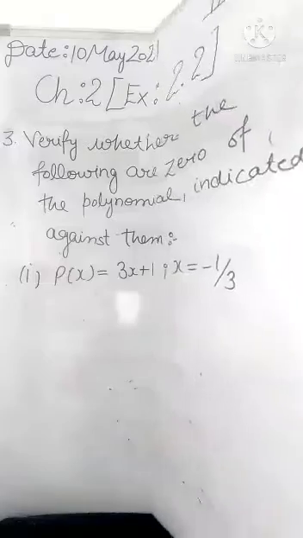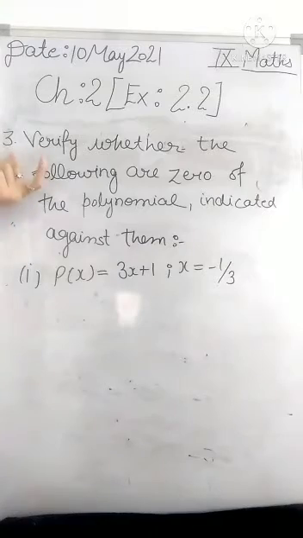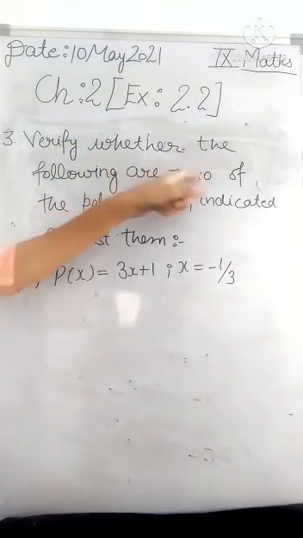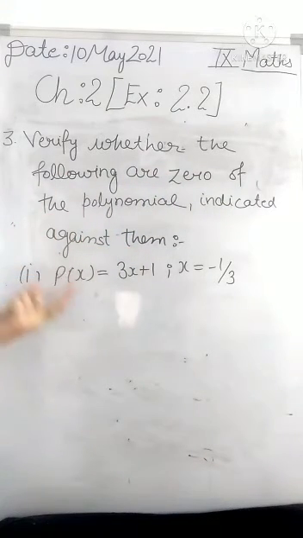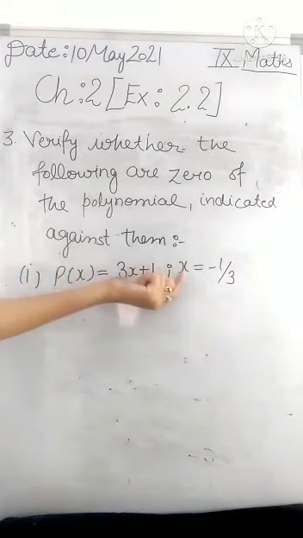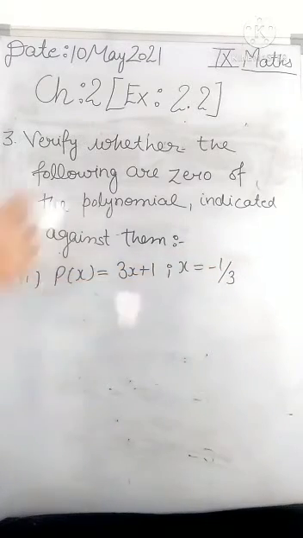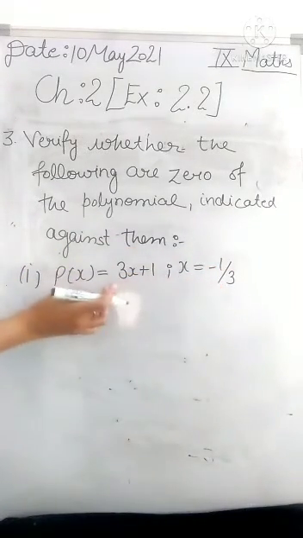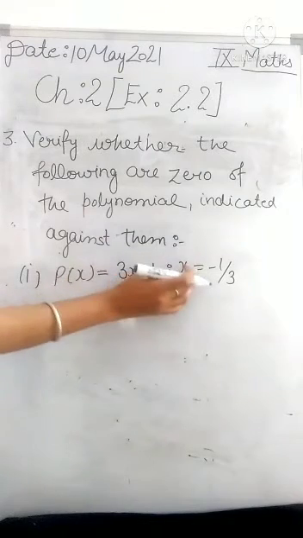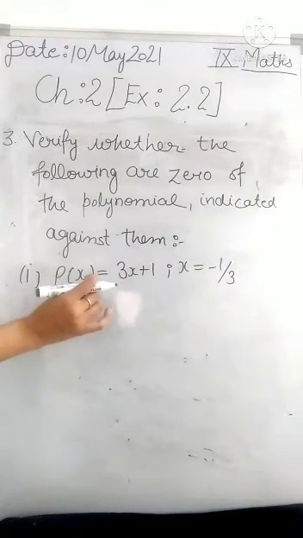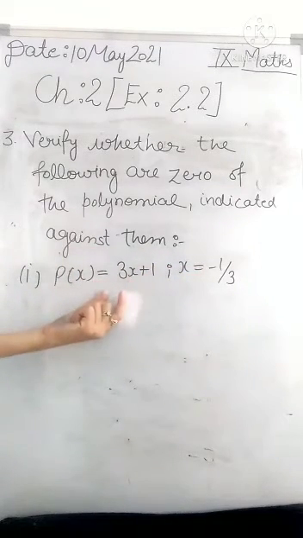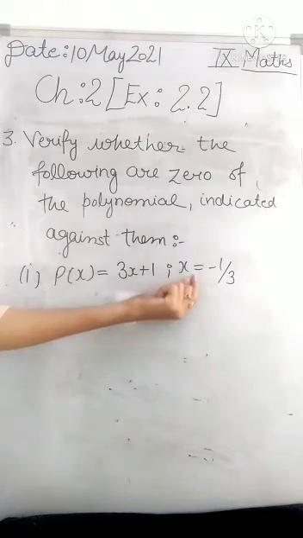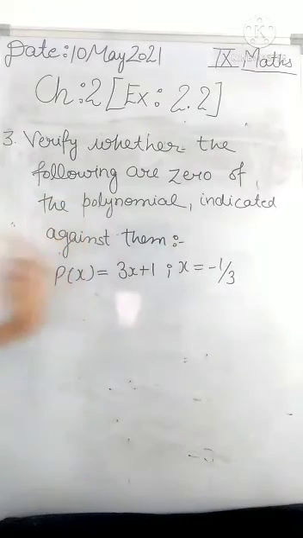So let us have a third question of exercise 2.2. Verify whether the following are 0 of the polynomial indicated against them. Means you have given a polynomial and against them you have given a value of x. You have to put this value of x in the given polynomial and tell that whether this value of x is 0 of polynomial or not. 0 means when you put this value in the given polynomial you will get answer 0 or not. If your answer is 0 it means x is equals to minus 1 by 3 is a 0 of polynomial.